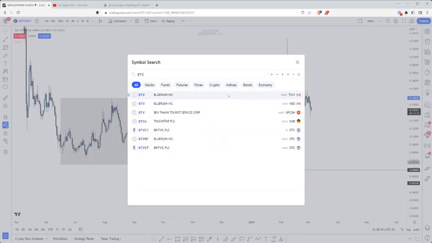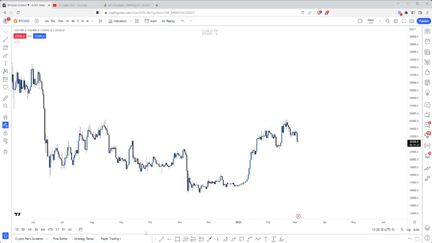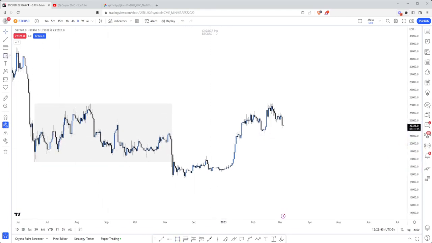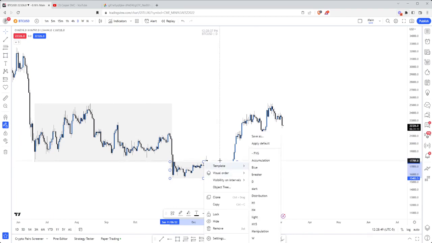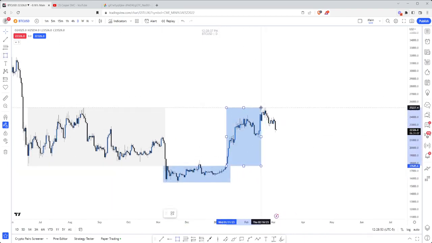We can look at Bitcoin as well. And this is why we've been calling 25K for so long. Accumulation, manipulation, distribution.